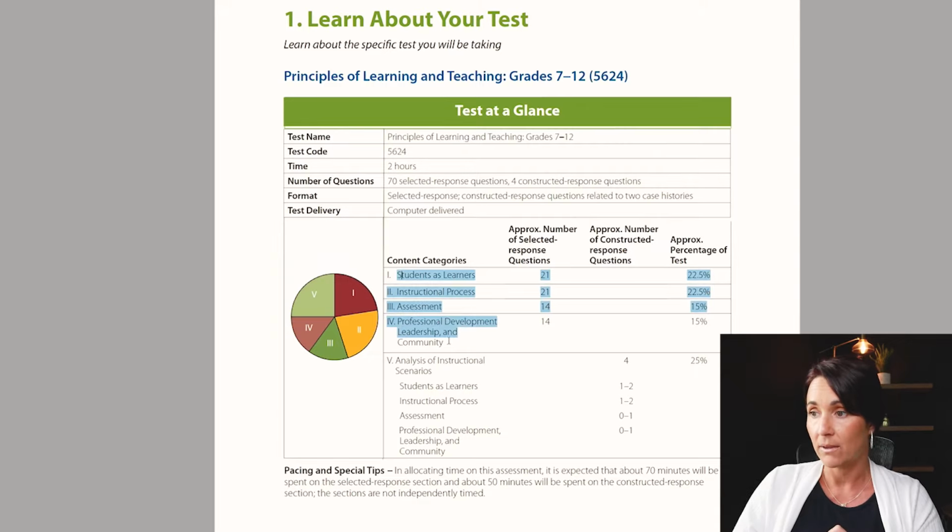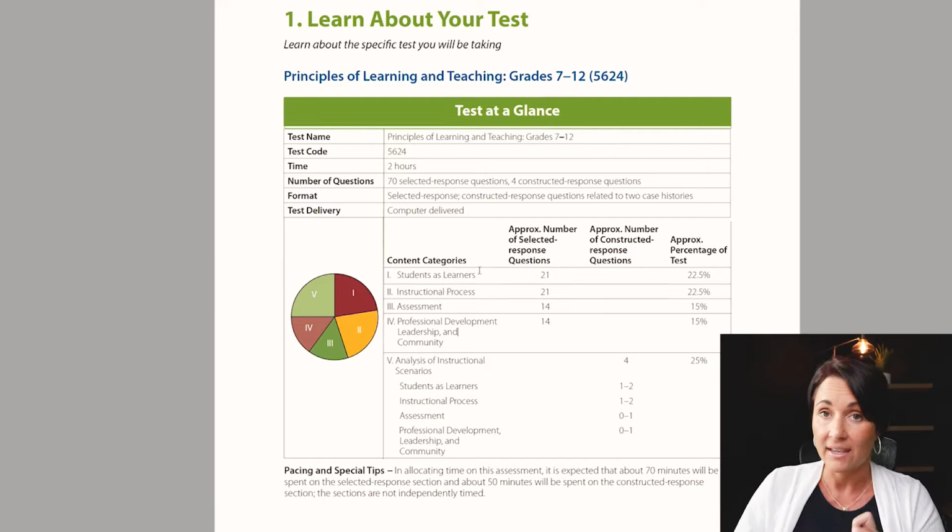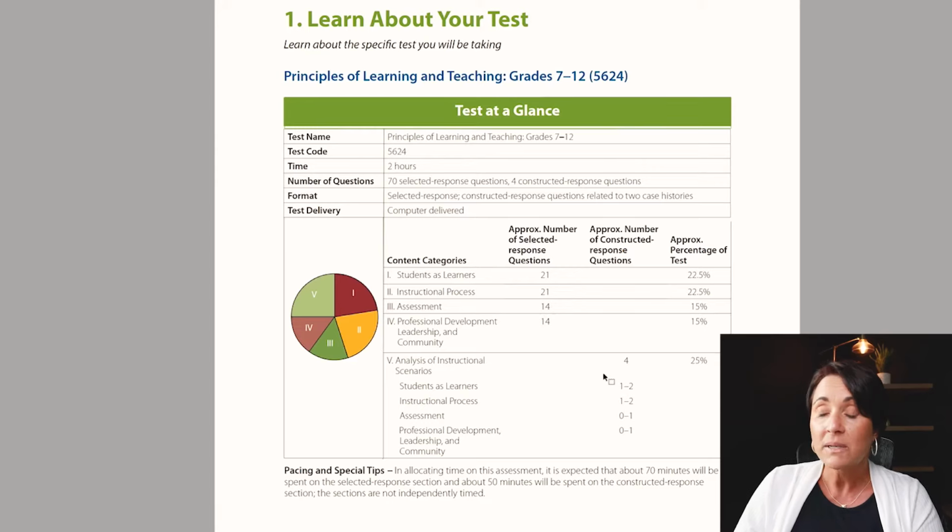And the same thing here. There it is, 4, 4, 4, and 4. And they all make up about 75% of the exam. Now, the last part of the test is the constructed response part of the test. And this is going to be 25% of your test, as you can see here.